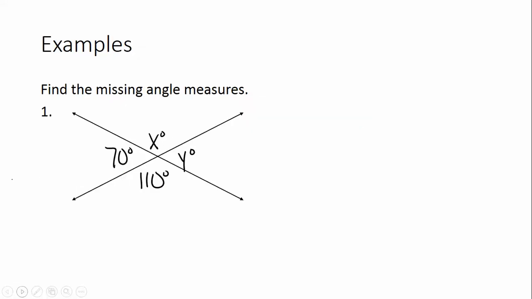Here we want to find the missing angle measures. We can do a whole lot with angles, lots of problems that can be solved. Remember, intersecting lines form vertical angles, and vertical angles are congruent. So angle X is 110, and Y is 70. You look across from one another, and those are what are congruent.